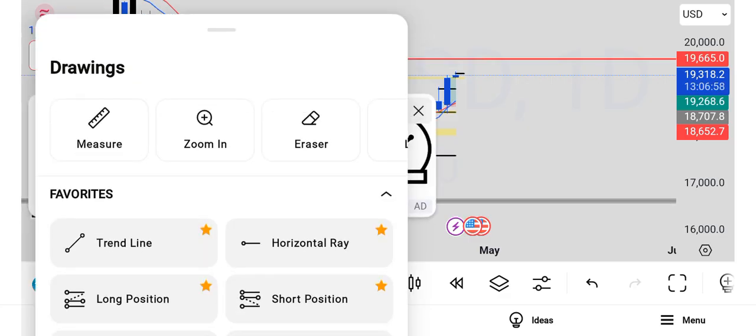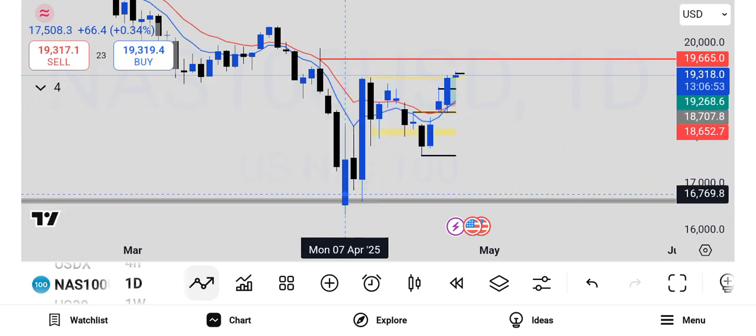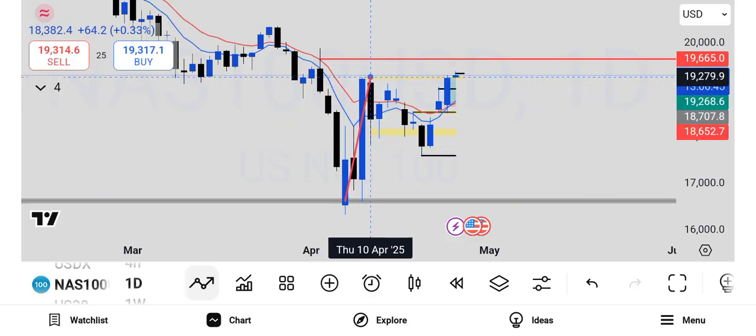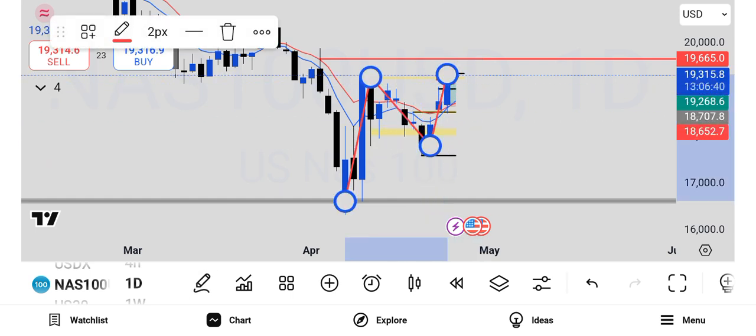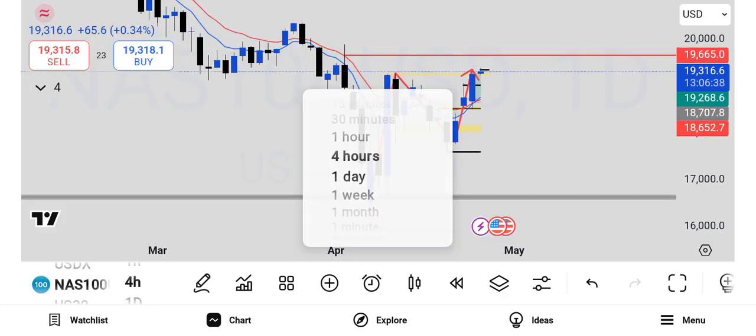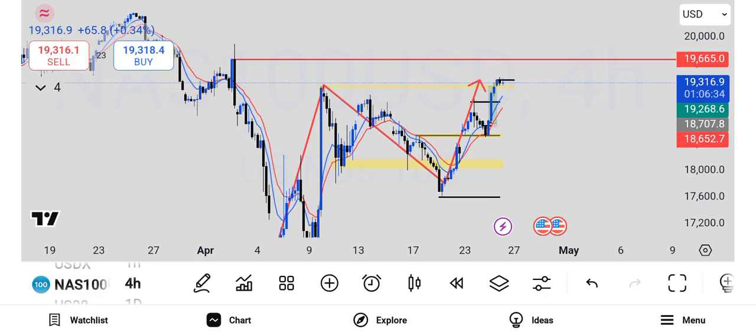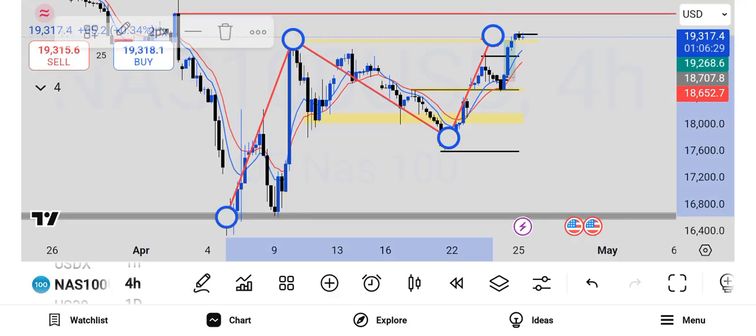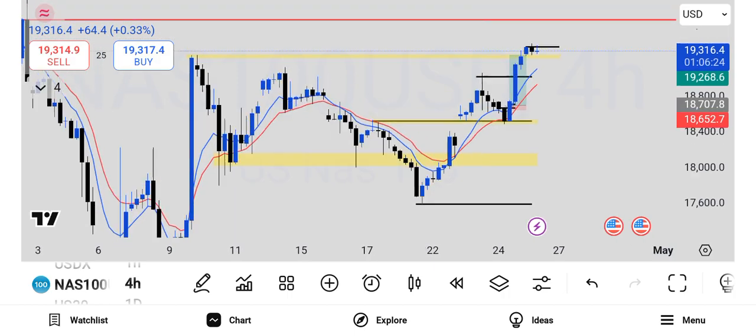Let me show y'all, guys. Price reversed after testing the support, reversed, created a high, created a low, and then created a high again. Okay, guys, let's go down to the H4 to see more structure. Okay, see, guys, this was my analysis on the H4.